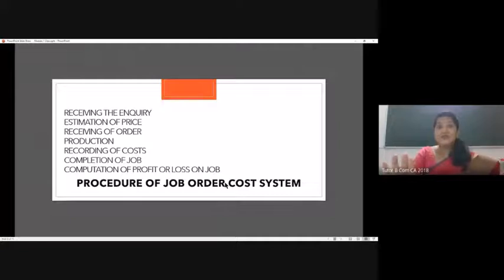The procedure is the same. You will prepare a cost sheet. You will start accounting for your material cost, then for your wages, labor cost, then for your overhead. Together you will come up with a cost sheet. But the difference here is that because you have to give the pricing separately for each job, the recording of cost also happens separately for each job.